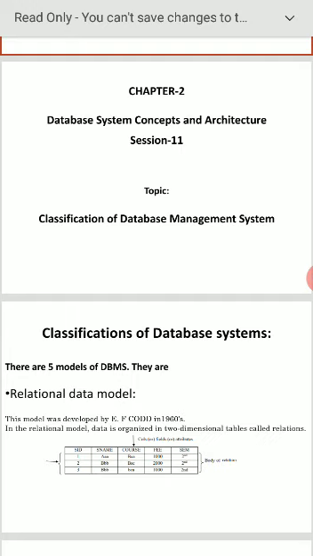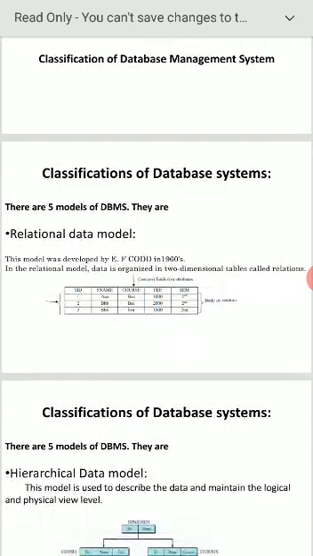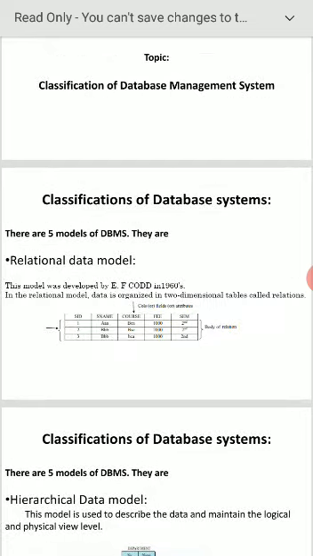In this session, I will explain classification of database systems. There are 5 models of DBMS. They are relational database model, hierarchical data model, network data model, object-oriented data model, and object-relational data model.